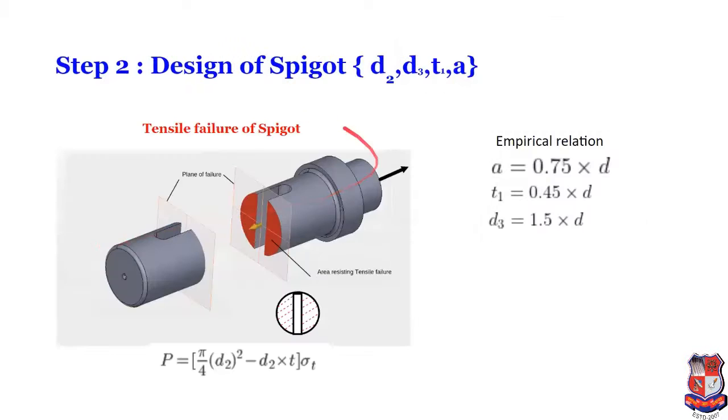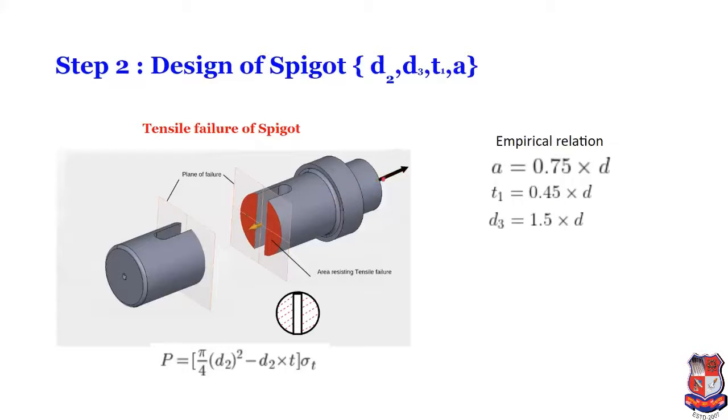Next is the design of the pivot. In that, we have to determine D2, D3, T1, and A. First of all, tensile failure of the pivot. In the pivot, this is nothing but the slot for the Cotter, right? This one is the direction of the load.